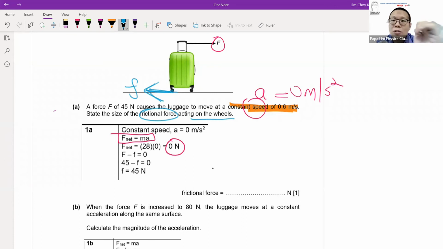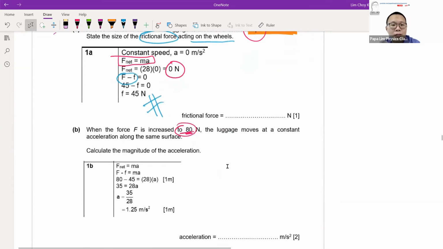So you have two forces, one to the right, one to the left. If you take the net force, it will be the applied force minus the friction, F minus F. You rearrange the algebra, and you'll find that the frictional force will be 45 Newton. Then what happens in part B? The question says the applied force increased from 45 Newton to 80 Newton. Then they change another variable: instead of moving at constant speed, it is now moving at constant acceleration.